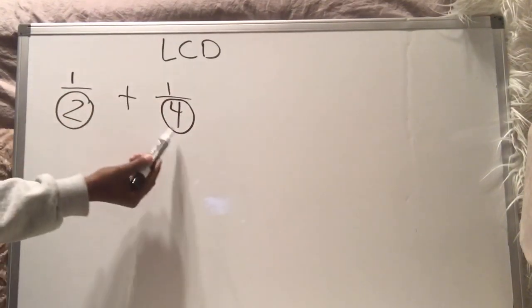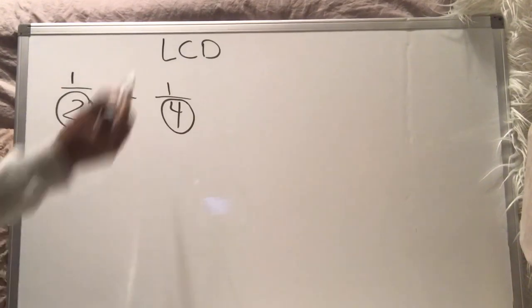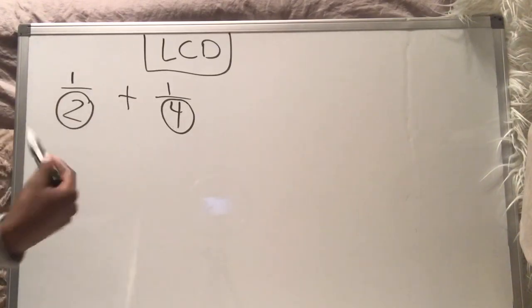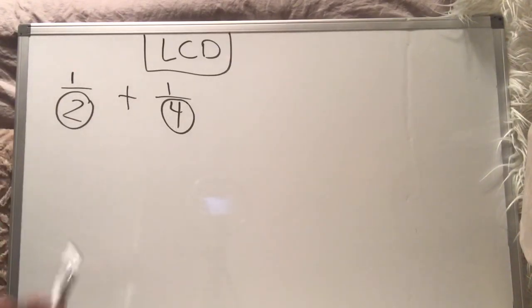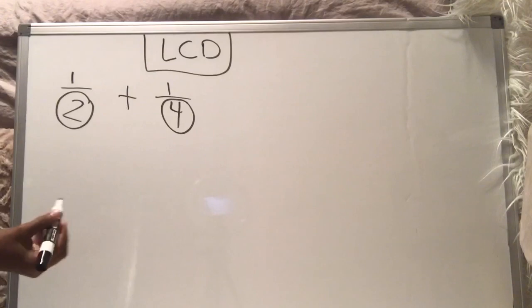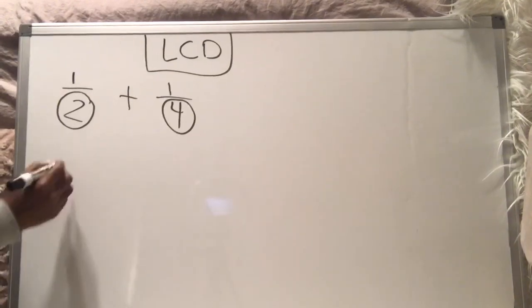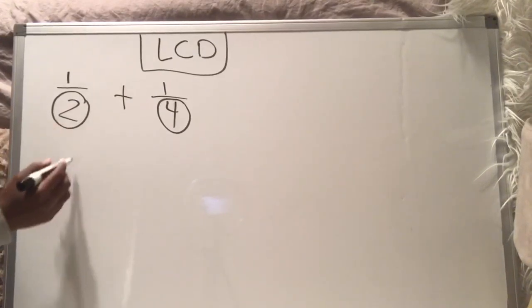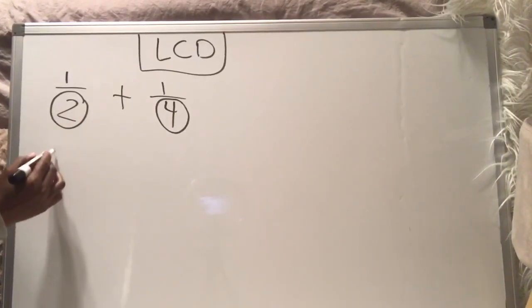As we can see, we have two different denominators. So what we would need to do in order to find the least common denominator is find the multiples of 2 and 4. What are multiples? Multiples is when you multiply by 1, 2, 3, 4, and so forth. So let's do that first. We want to find the multiples of 2, so let's start a chart.